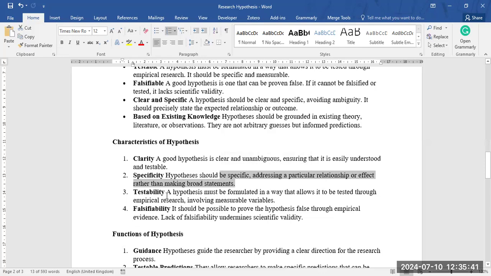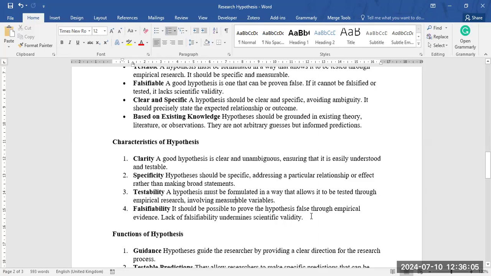And testability, another one. A hypothesis must be formulated in a way that allows it to be tested through empirical research involving measurable variables. And feasibility: it should be possible to prove the hypothesis false through empirical evidence. Lack of possibility undermines scientific validity.